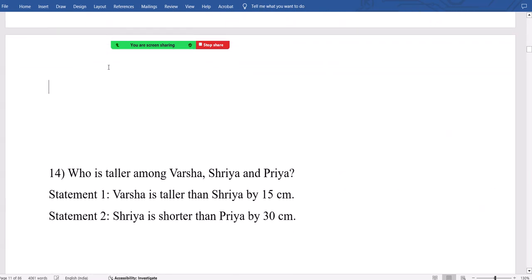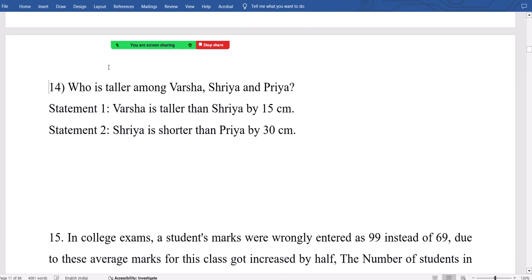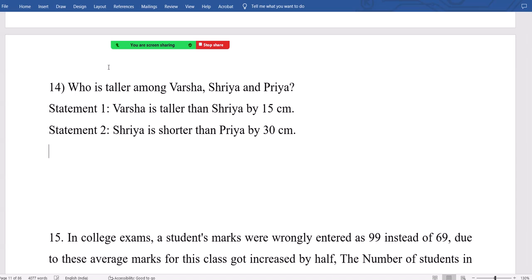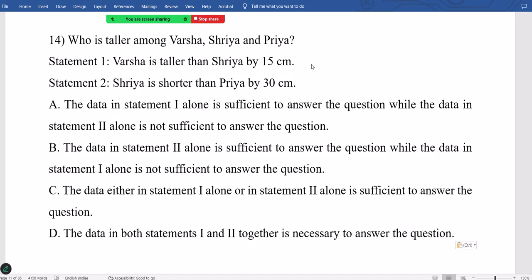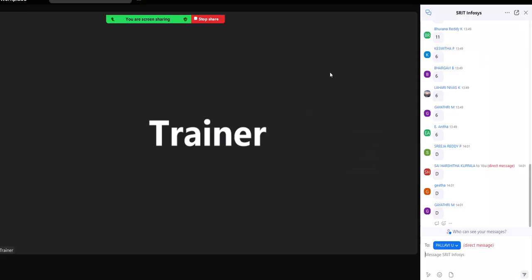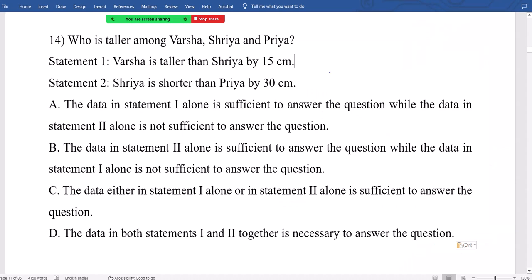Again a data sufficiency related question this is. Have a look into this question. The question is data sufficiency. Who is taller among those three people, if you want to identify? So what can be done? Option D, both statements together? Yes. Right. So one alone. Okay, Varsha is taller than Shreya. But what about Priya? We don't know. We cannot decide. Two alone. Priya is shorter than Shreya. Fine. What about Varsha? We don't know.